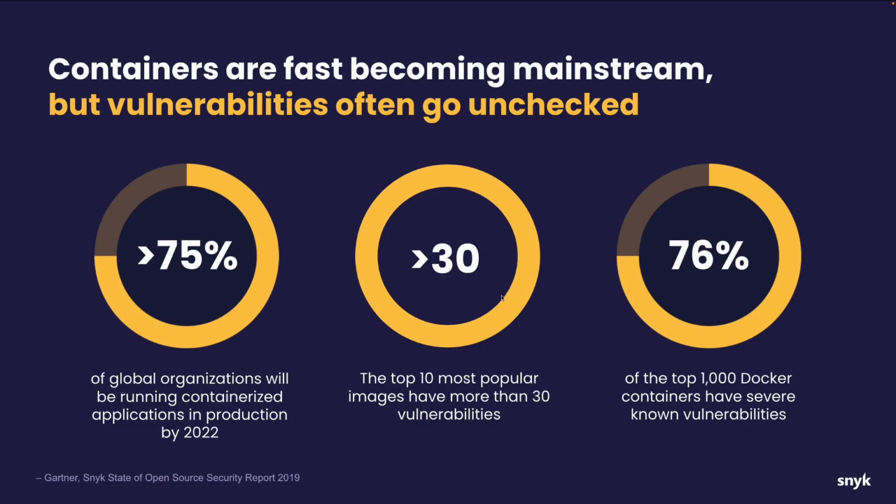ecosystem, what we found is that a majority of companies out there are running containerized applications. Now that should be a surprise to no one, but also we found that the top 10 most popular Docker images have over 30 vulnerabilities in them, so that's a little surprising. And then to the right, we see that a majority of the top 1,000 Docker images have severe known vulnerabilities. So that's pretty alarming. And the takeaway here is that we're pulling containers from all over the internet with all kinds of stuff inside them.